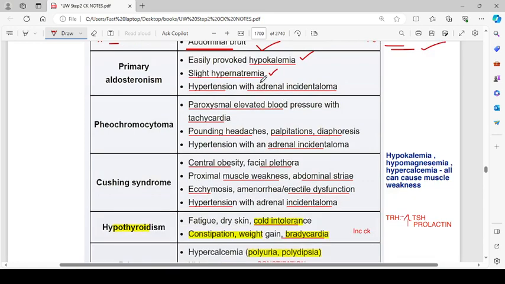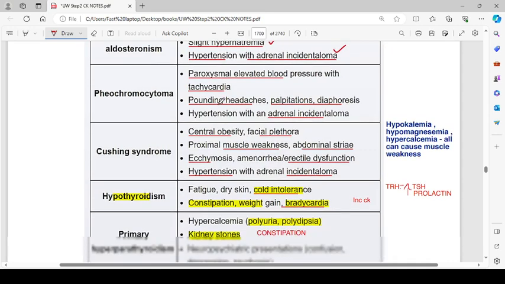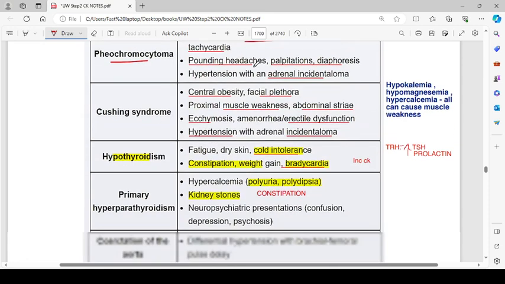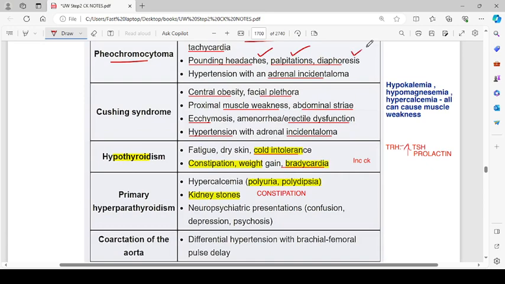They will not be devastating hypernatremia because there is a phenomenon that we call aldosterone escape that does not allow too much sodium to be retained in the body. But hypokalemia, that can be easily provoked, will be present. Hypertension with the adrenal incidentaloma: pheochromocytoma, paroxysmal elevated blood pressure with tachycardia, pounding headaches, palpitations, diaphoresis.